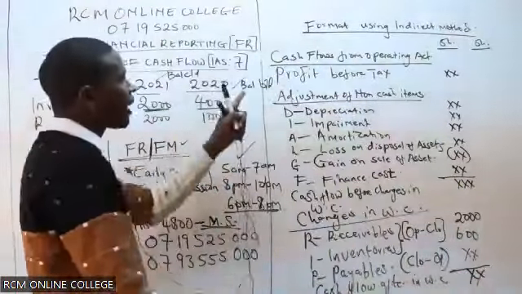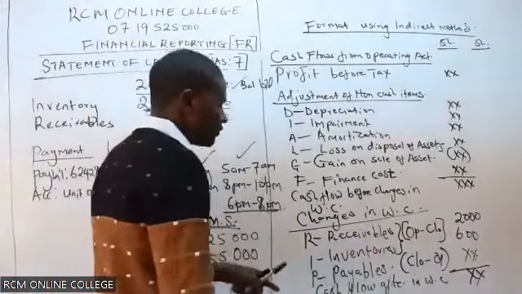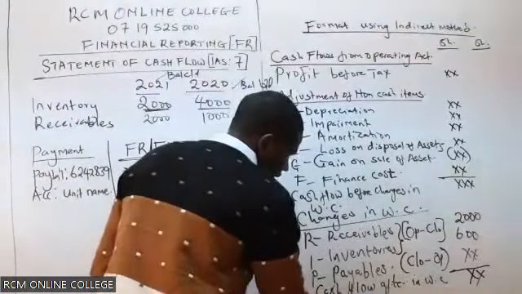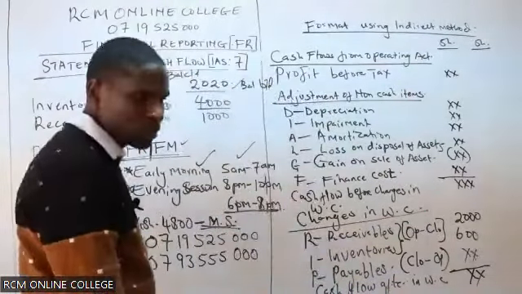We're almost done with the cash flow from operating activities. You less tax paid. Is it really visible? Tax paid.